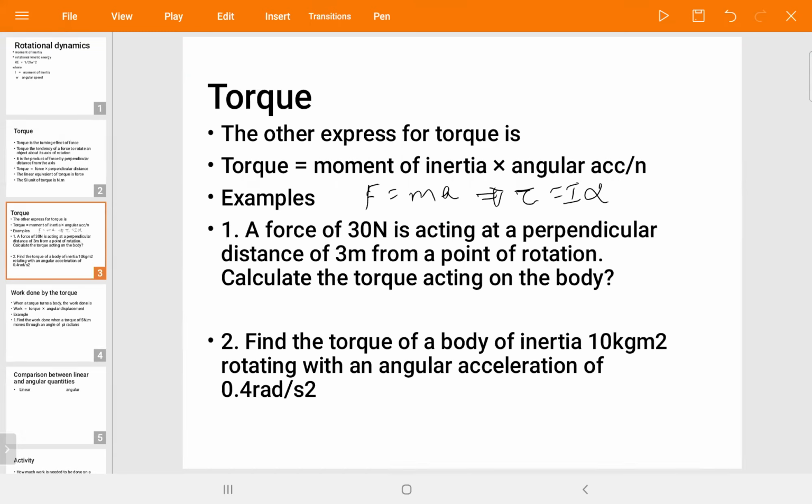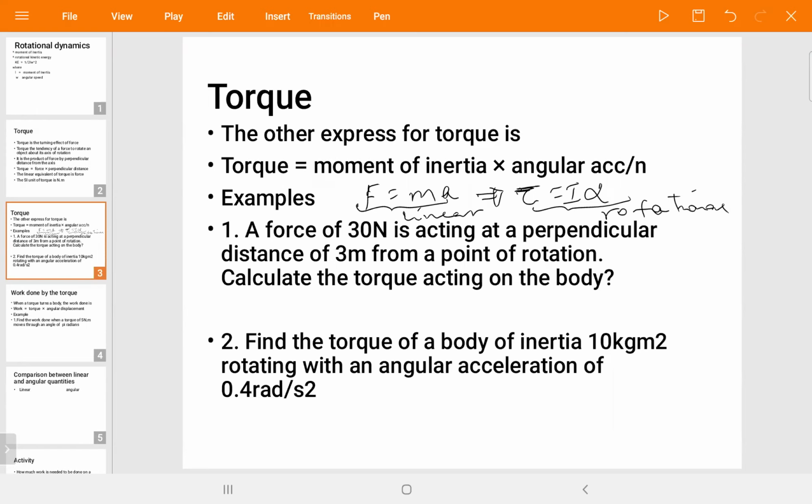They are equivalent. The difference between these two quantities is that this one is linear, whereas this expression is for rotational motion. So the difference between torque and force: they are equivalent, but force is for linear motion, and the equivalent quantity for rotational motion is torque. Even though torque is the result of linear force, we consider torque for a rotating object, because since the object is rotating, it produces some angle.